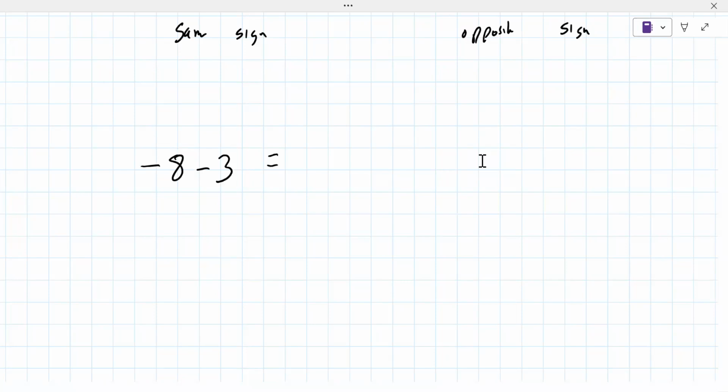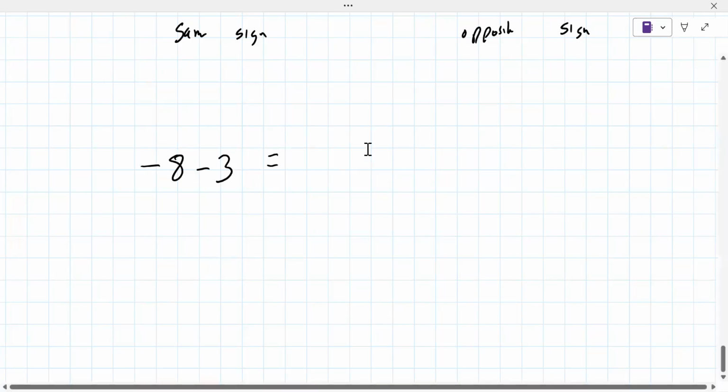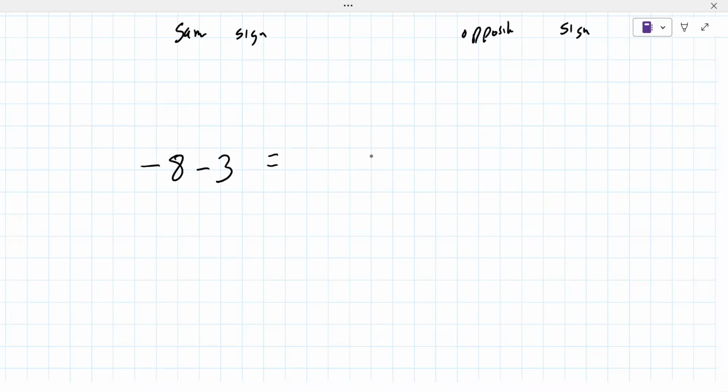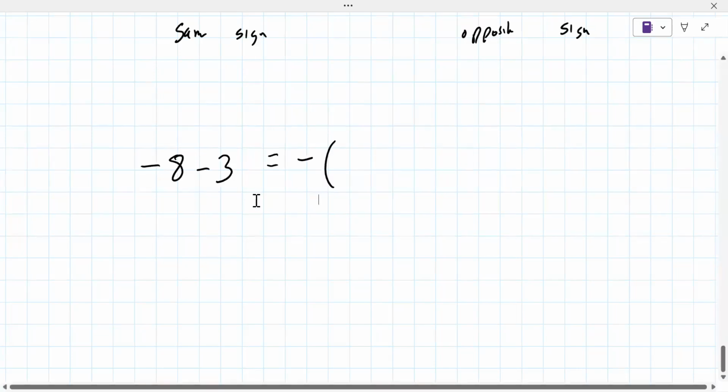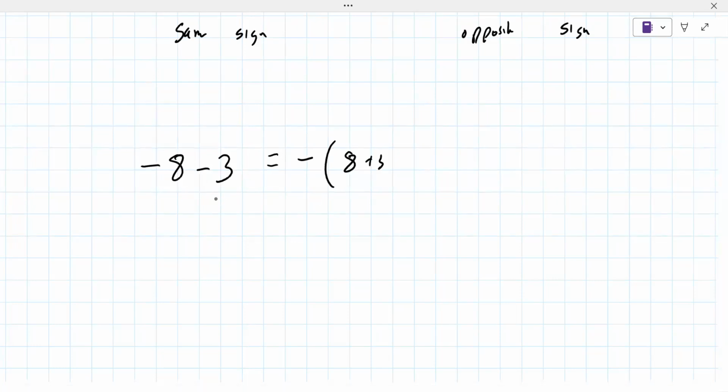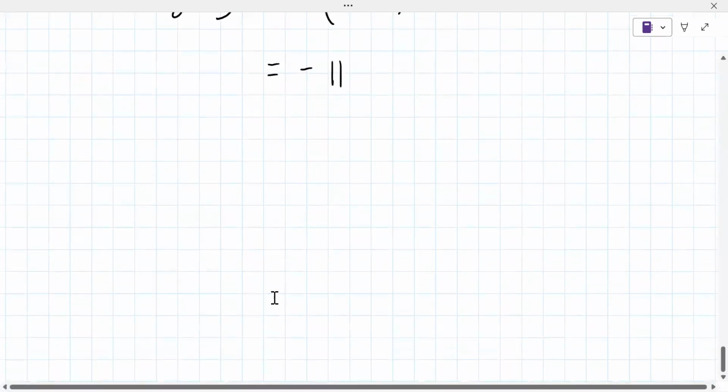So these are the same sign. What is the sign of the answer? The sign would be negative. And then what is the next step? It would just be 8 plus 3, exactly. And that is negative 11. Good. Let's look at another one.